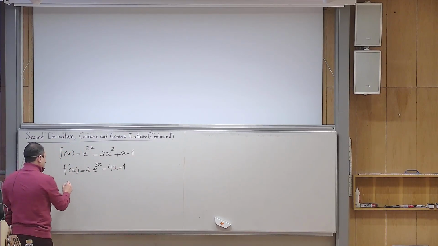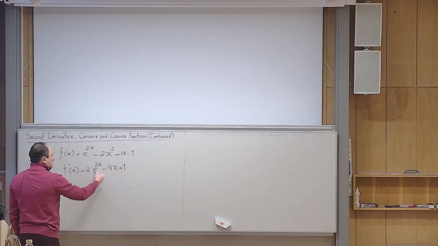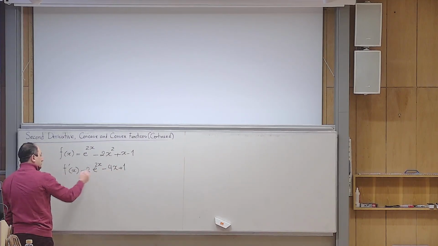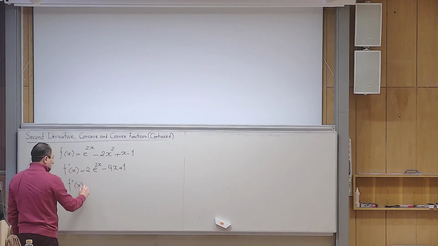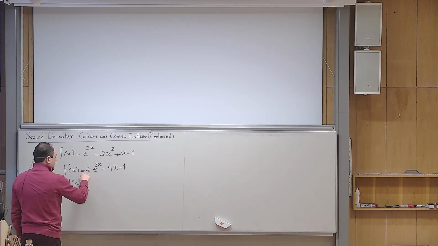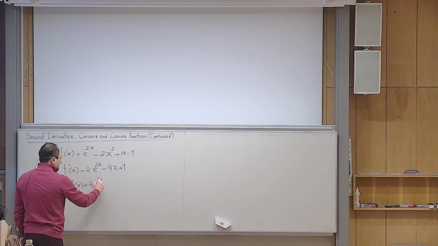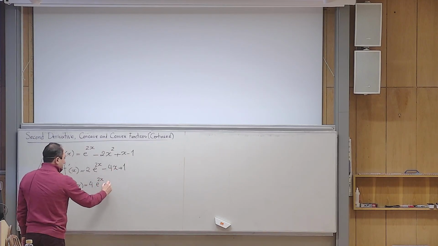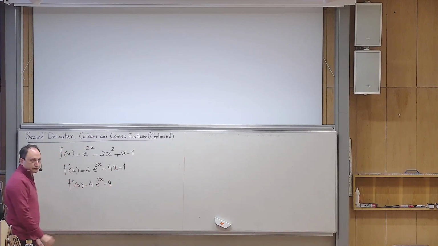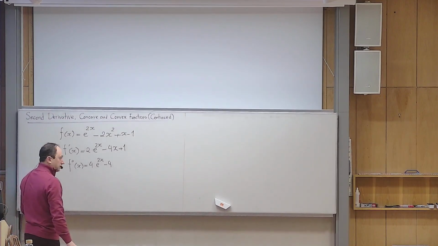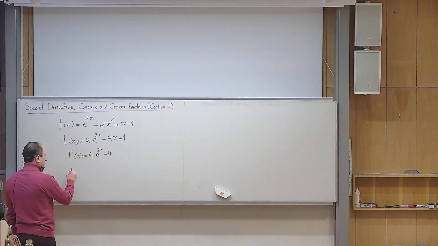The second derivative, I pretend that this is the given function. I apply the differentiation process once more. So again, I have a 2 here. 2 comes down, so it becomes 4. But the function repeats itself. And the derivative of that one is simply minus 4. Okay? So now I need to find the candidates for the inflection point or points.